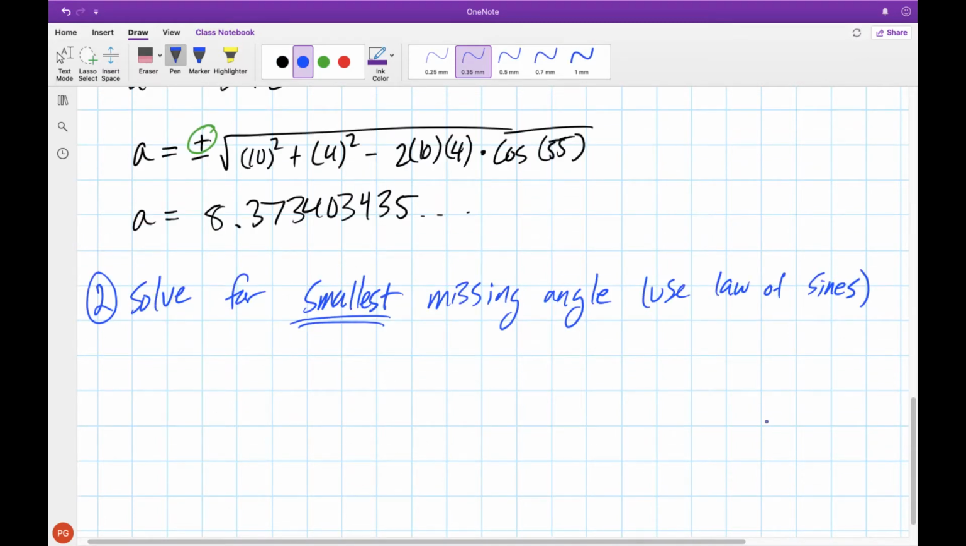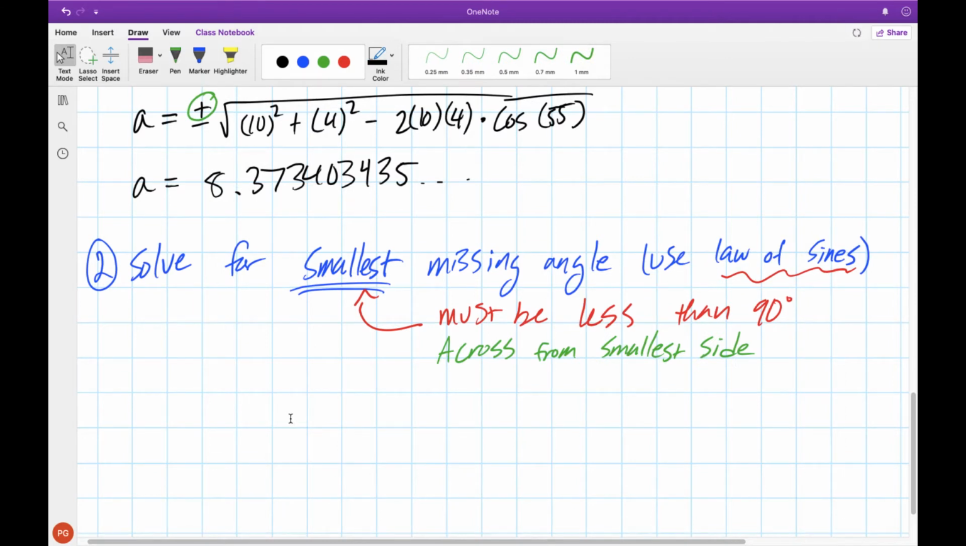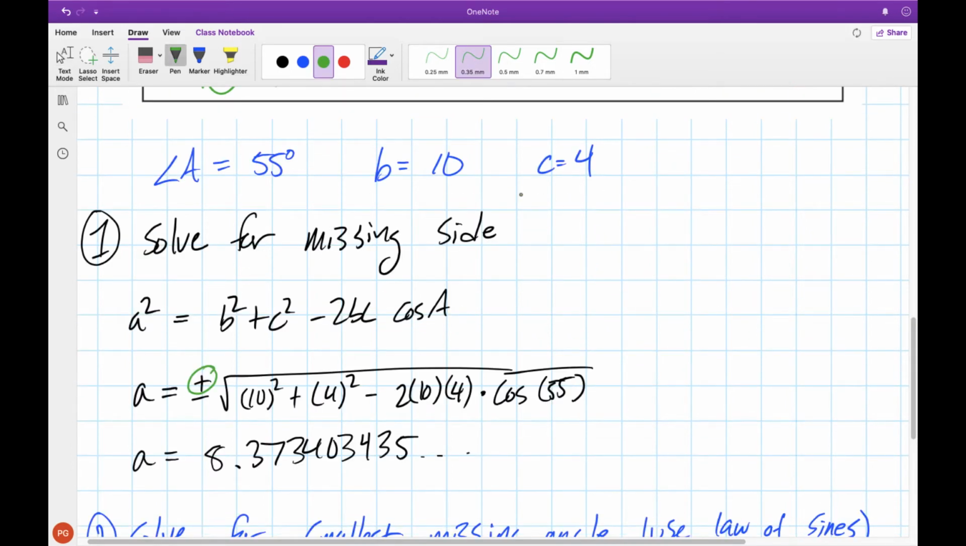The next step is to solve for one of our missing angles. In particular, we want to solve for the smallest missing angle. The reason we want to solve for the smallest missing angle here is because the smallest angle in a triangle must be less than 90 degrees. And if it's less than 90 degrees, we can avoid the ambiguous case when we're using our law of sines. If you recall, the smallest side is always across from the smallest angle. So we're going to be using our sine law to solve for the angle across from our smallest side. In this case, our smallest side is C, so we're going to be solving for angle C first.